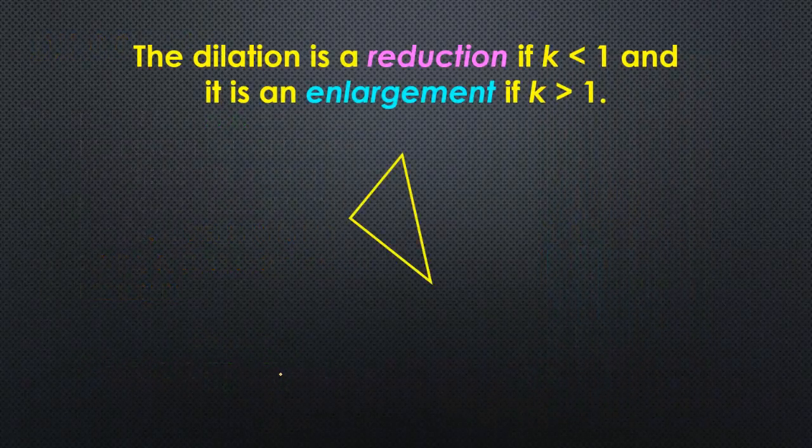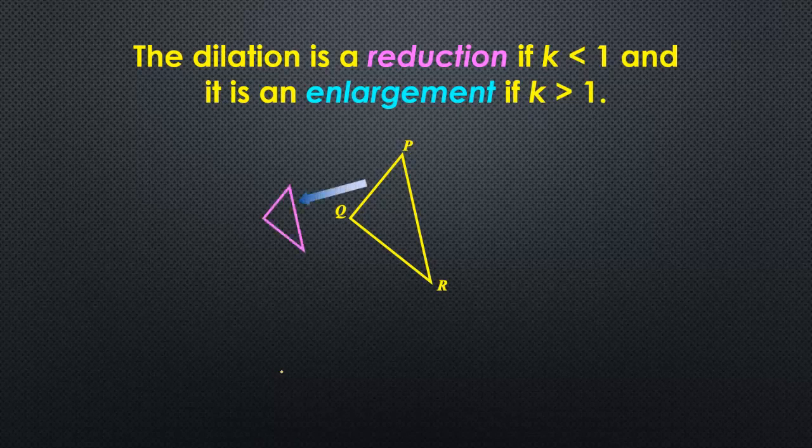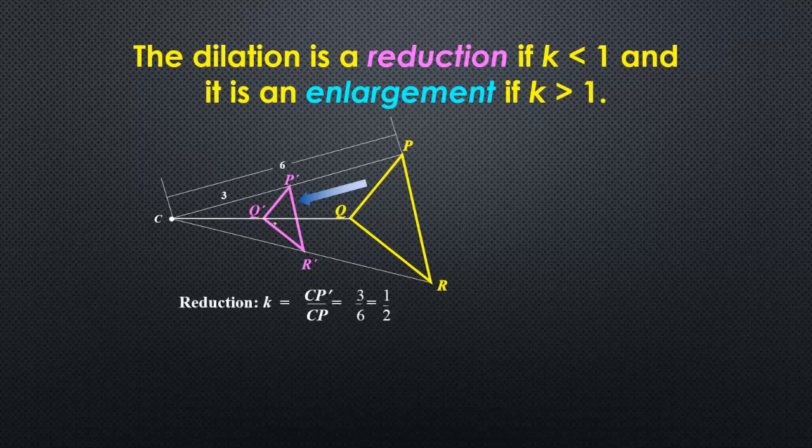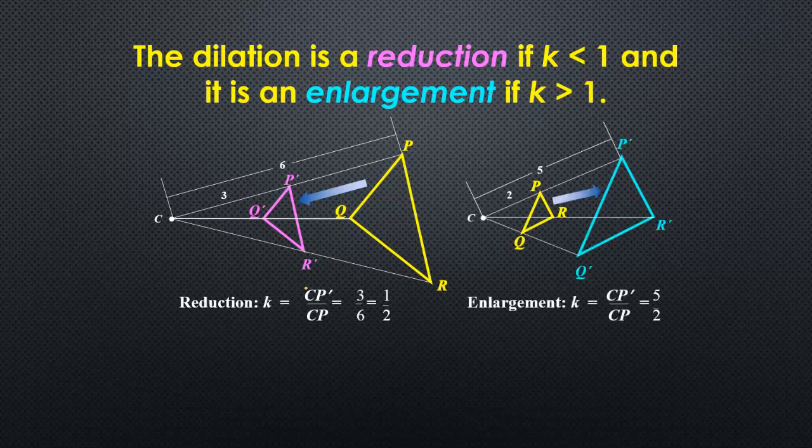So let's put this into practice a bit. A dilation is a reduction if the scale factor is less than 1. Now, scale factor is always going to be greater than 0, but if it's less than 1, then it's a reduction. So PQR is the original image, P prime, Q prime, R prime is the new image. Okay, it's an enlargement, like I said, if the scale factor is greater than 1. So in this case, this scale factor would be 5 over 2. This scale factor would be 1 over 2.